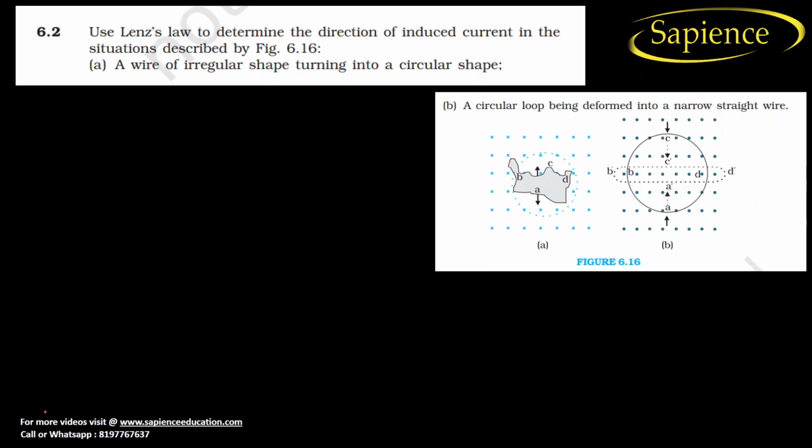Now let's go for this one. This one is 6.2. They are saying to use Lenz's law to determine the direction of the induced current in the situation described by this one: a wire of an irregular shape turning into a circular shape. Now see, it's a wire, but it starts turning into a circular shape, right? When turning into a circular shape, it will change the flux. So it means flux is increasing.